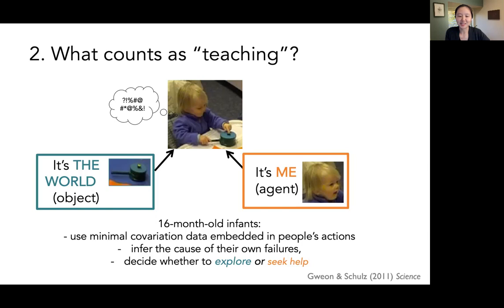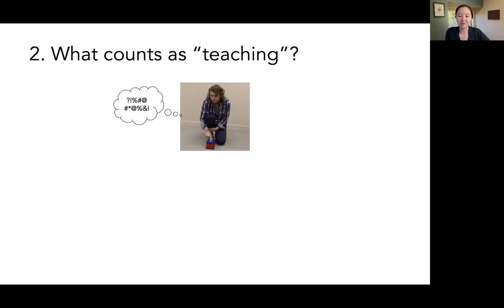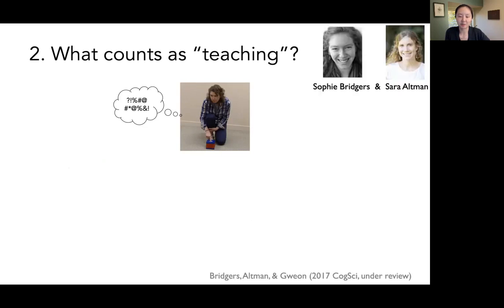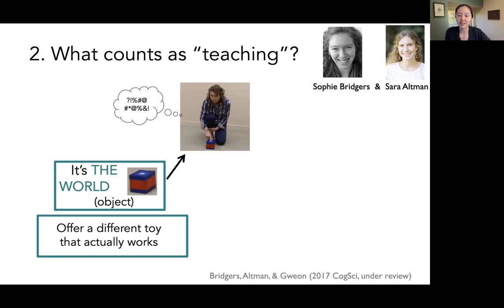But what do we do when we see somebody else fail? We know from prior literature that even infants are motivated to help other people, but wanting to help is often not enough, because in order to help, you have to know how to help them. And that requires knowledge and problem-solving skills. By reasoning about why others failed, we can provide more effective help. So in this study with Sophie Bridgers and Sarah Altman, we tested the idea that if a person fails to activate a toy, and children understand that it's because the toy is faulty, they should offer a different toy that actually works.